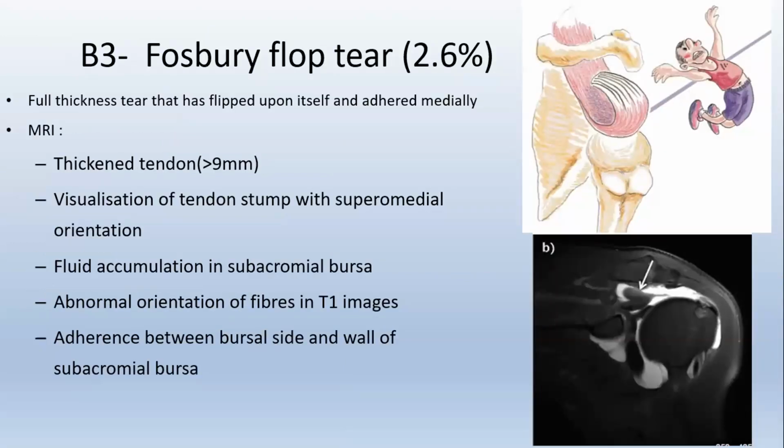So coming to B3, it is a Fosbury flop tear. Here, the full thickness tear has flipped upon itself and adhered medially. It can be identified by MRI with 5 characteristics, that is, thickened tendon, if more than 9 millimeter. We can visualize the tendon stump with supromedial orientation and also fluid accumulation in the subacromial bursa, abnormal orientation of the fibers in T1 images, and there will be adherence between the bursal side and the wall of the subacromial bursa.